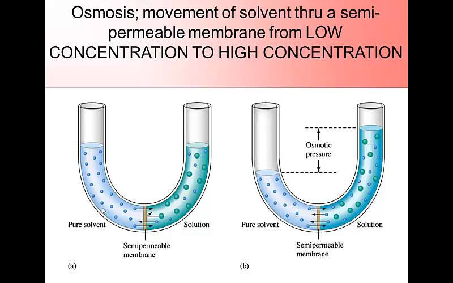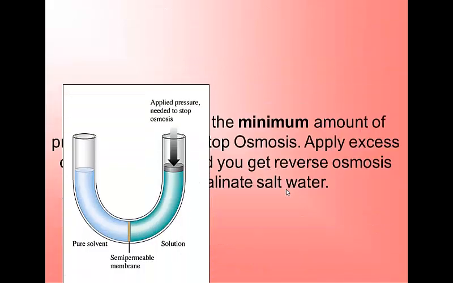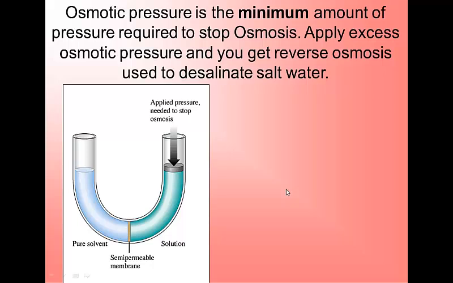So for example, in the picture you've got your pure solvent on the left and your solution on the right. This is your semi-permeable membrane right here, and what's going to happen is the pure solvent moves to dilute. So it's going to flow into this side and fill this side up to a certain point, and that point is going to be your osmotic pressure. Osmotic pressure is the minimum amount of pressure required to stop osmosis.